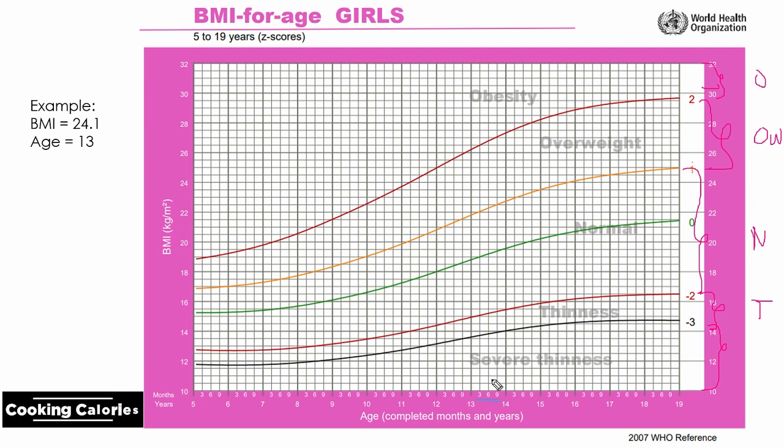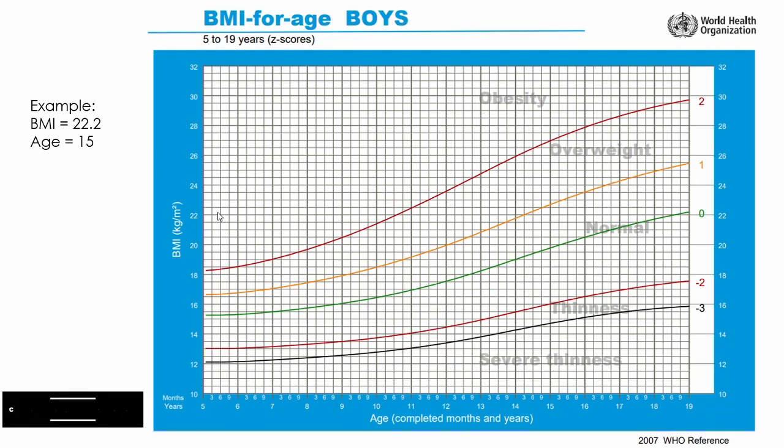Now let us start plotting. So she is 13 years old and her BMI is 24.1. So as you can see in the results, for a 13-year-old girl with a BMI of 24.1, that would mean that she is overweight. Now let us try with the males.